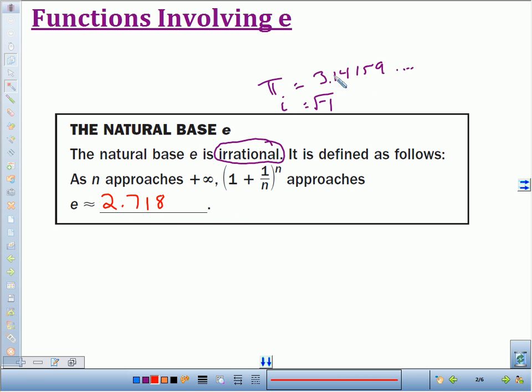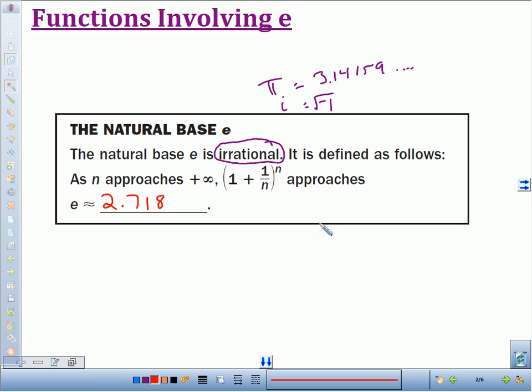Just like pi, we could keep going after 14159, I think it's 25 or 27, something. E is the same way. The decimals just keep going and going and going forever. So that is the definition of e. So when we're talking about e, we're talking about an irrational number that's about 2.718.